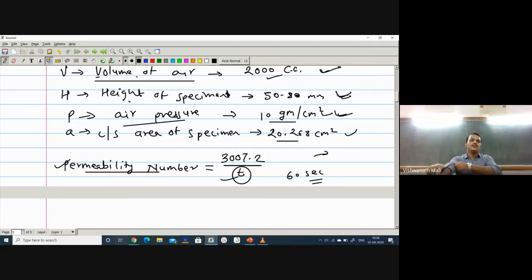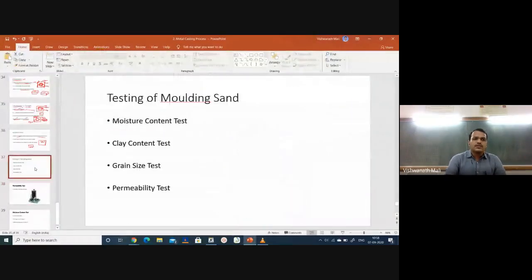So how we will get the permeability number, by one or two examples, right? So today we will stop. In the next lecture, we will see one or two problems related to the permeability test. These problems are not in the exam or in the syllabus. Just to understand better, we will see how we get the permeability number.